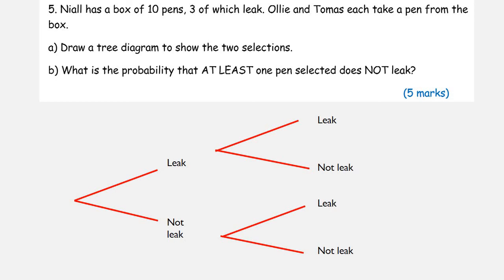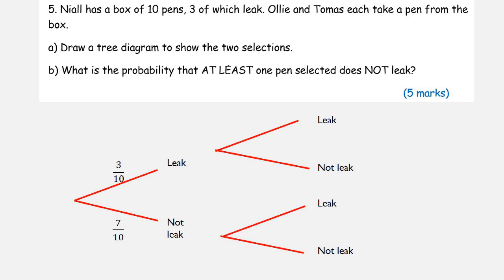So first time round, although they probably may have taken the 2 pens simultaneously, we still treat it as 2 separate events. Okay, so the first set of branches refers to taking the first pen, second time are the options for taking the second pen. Okay, so 3/10 and 7/10 are the probabilities for the first pair of branches. The probability that it's going to leak is 3/10. The probability it's not going to leak is 7/10. And you could easily represent that as 0.3 and 0.7 if you prefer to work with decimals.